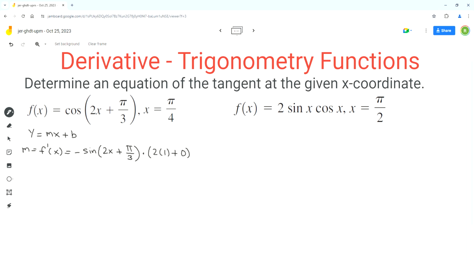Now we can simplify this expression. In the second parentheses, 2 times 1 is 2 and 2 plus 0 is just 2, and we can multiply 2 by this sine term. So we get negative 2 sine of (2x plus pi over 3). Now we can sub in x as pi over 4 in this expression for the slope.